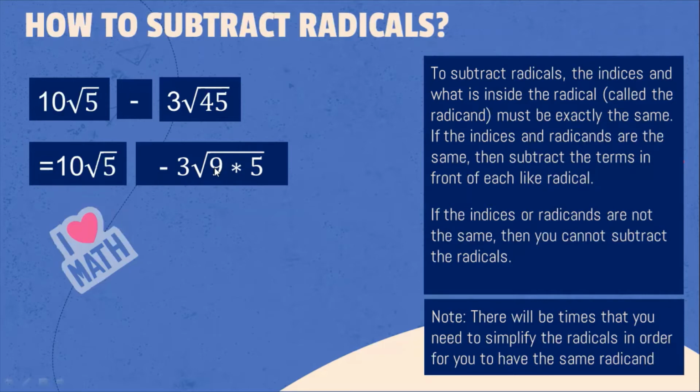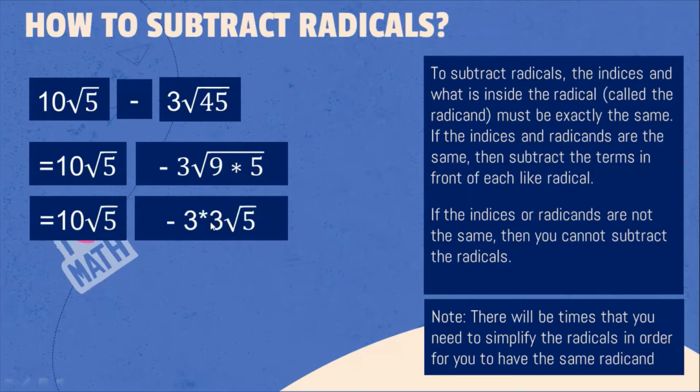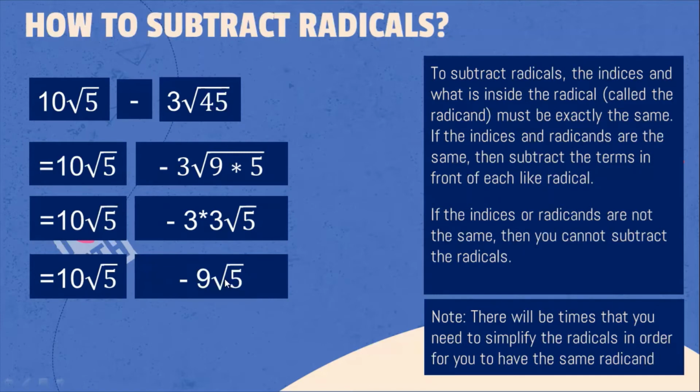Always remember, if you want to simplify the radicals, you just need to have a factor which is a perfect square. As you can see, 9 is a perfect square and we can simplify this one. So we will be copying this. Then what is the square root of 9? That is 3. Then square root of 5. Next one, 10 square root of 5 minus 3 multiplied by 3, that is 9, the square root of 5.